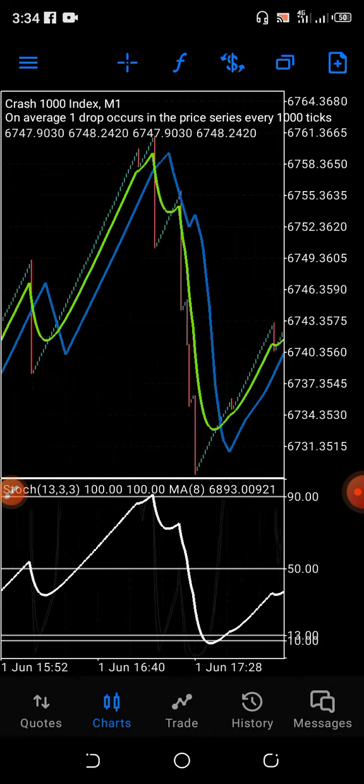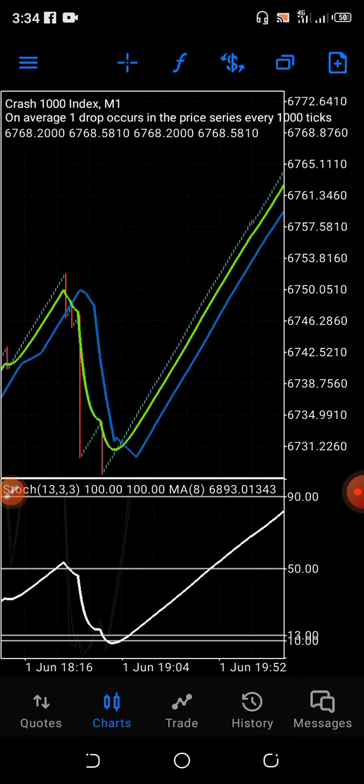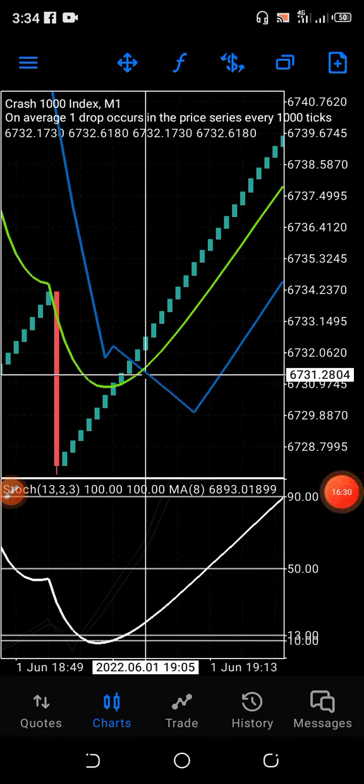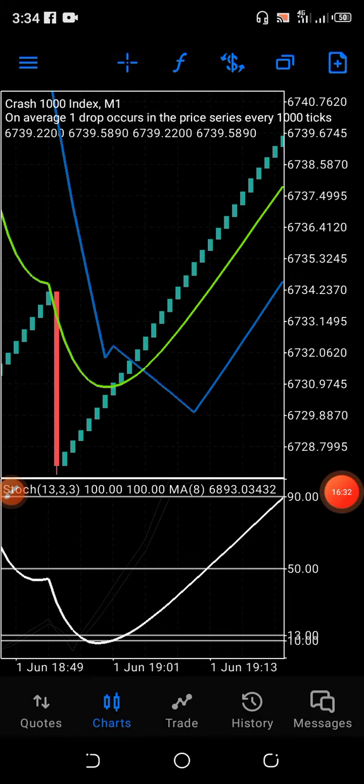Okay, do you see that? So how many candles do we have here? A lot of them. Check it. A lot of them. So this is how the market works.